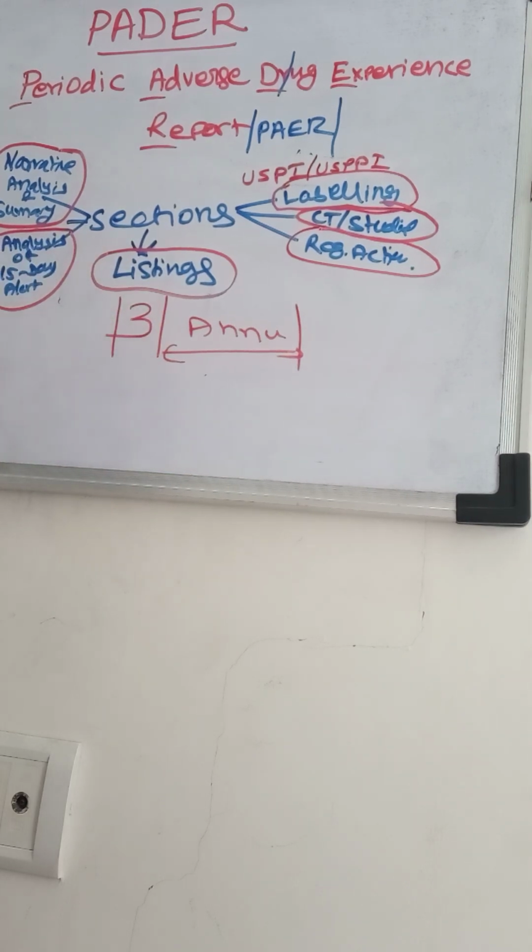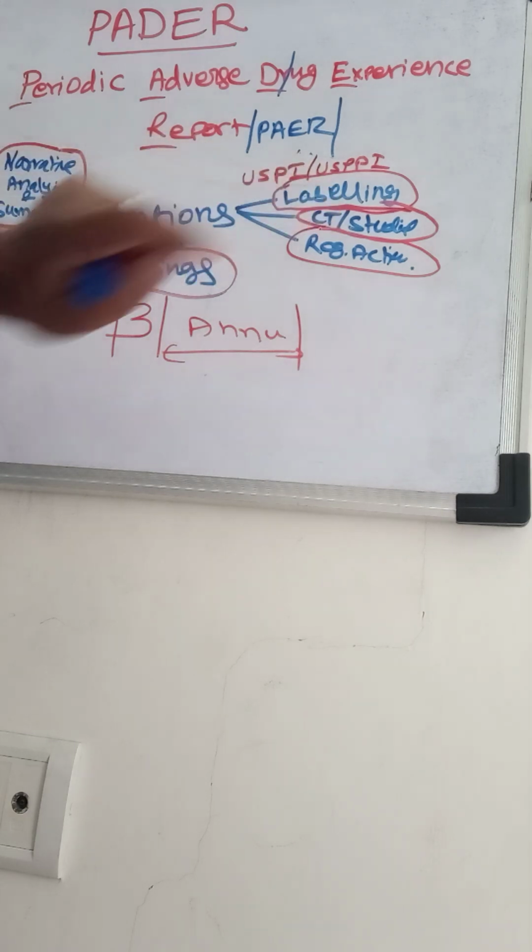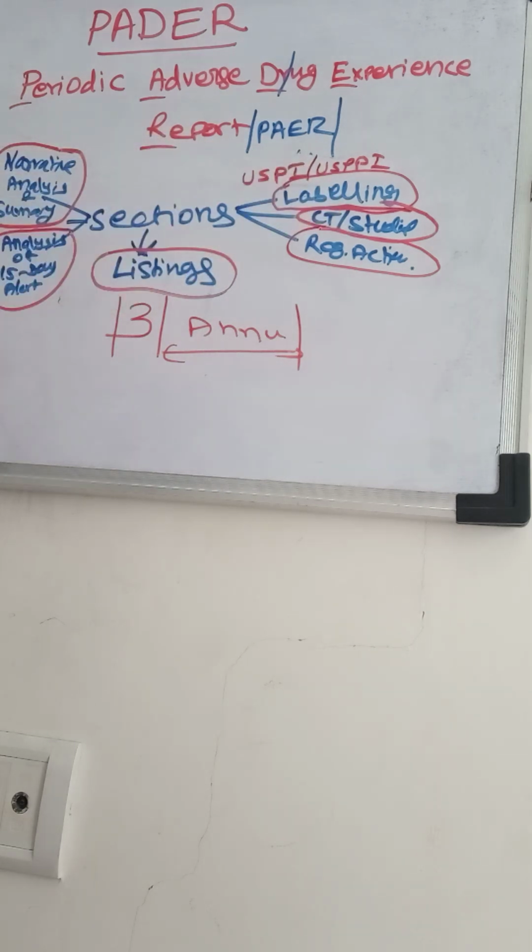And finally they would attach the index of listings. So these are the 6 things that are mandatory in order to submit a PADER to USFDA. Each company would draft their own template, and they will try to meet and accomplish all these requirements. This could be the template and sections of PADER, we can say.